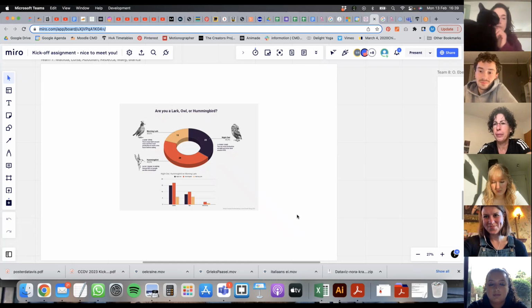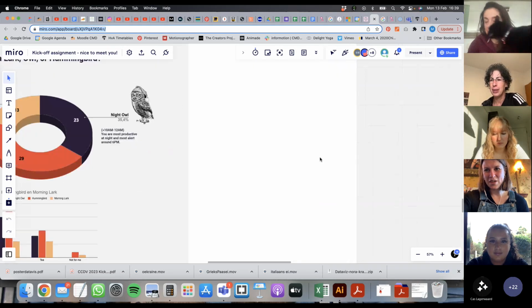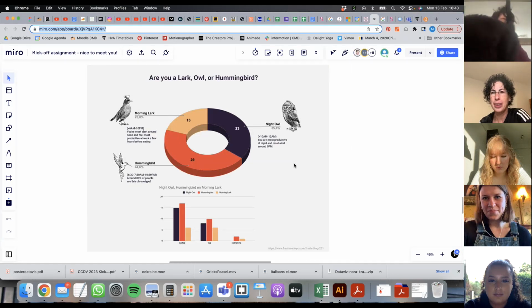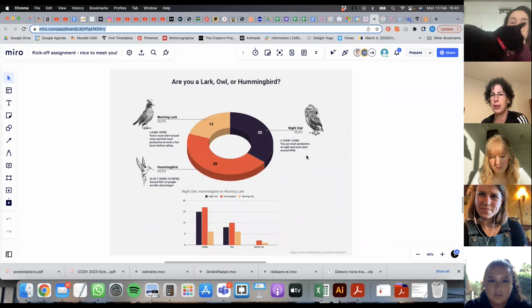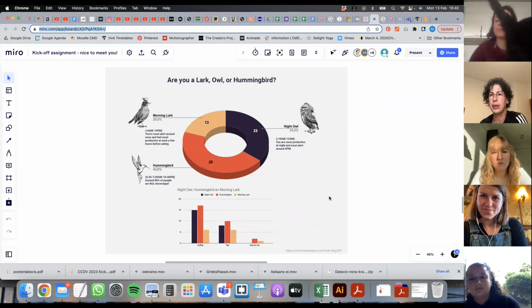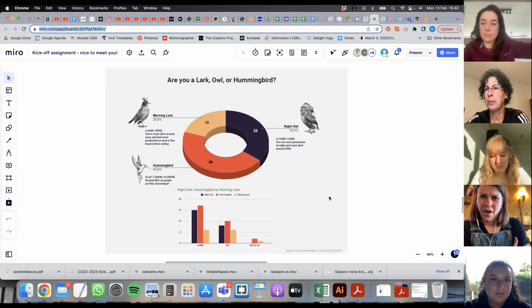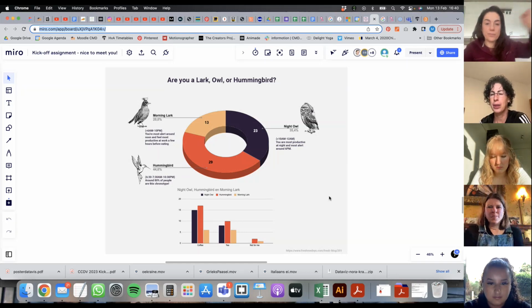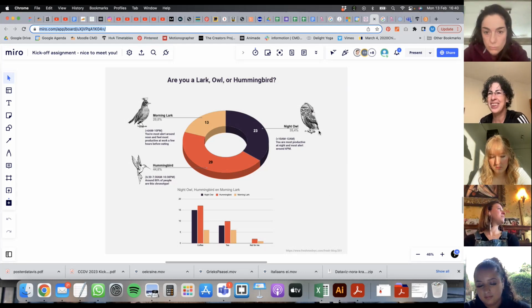So here we have this really professional looking data fish. I'll make it a bit bigger. We combined our preferred drinks with the different chronotypes, and then we put it in a visualization like this. Very interesting.